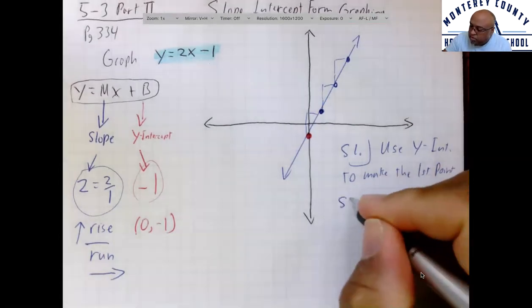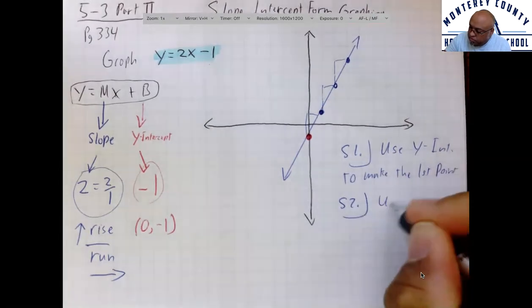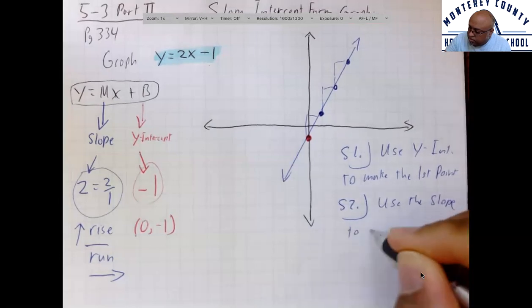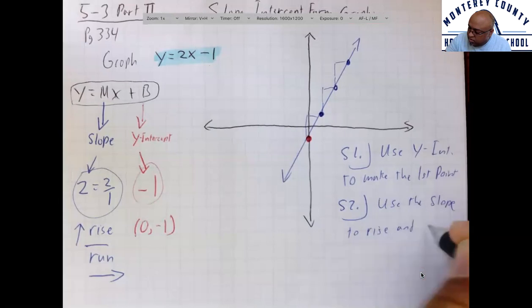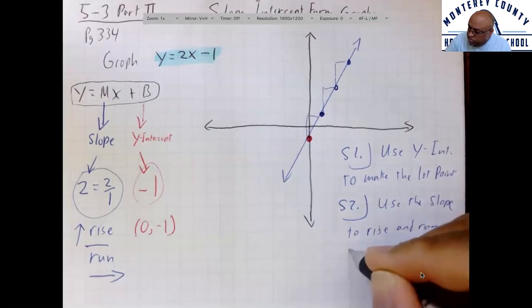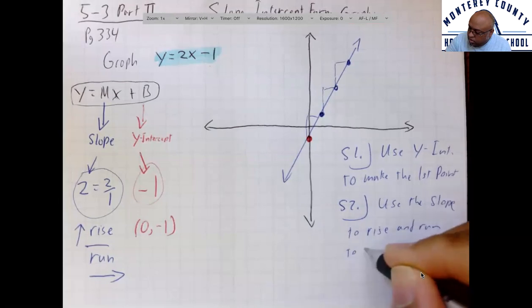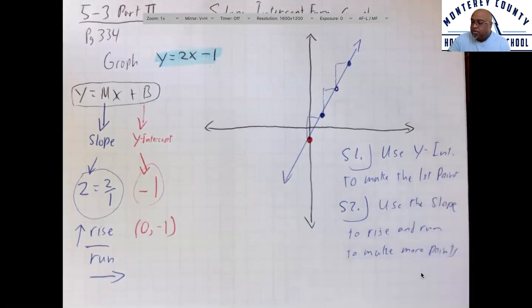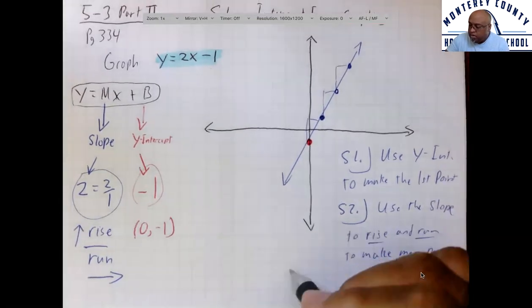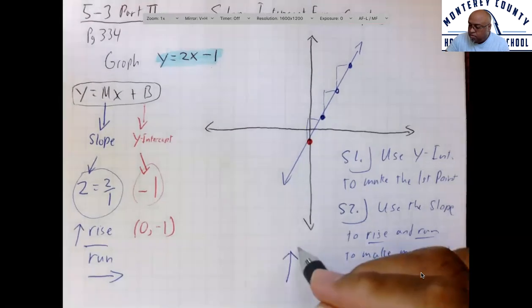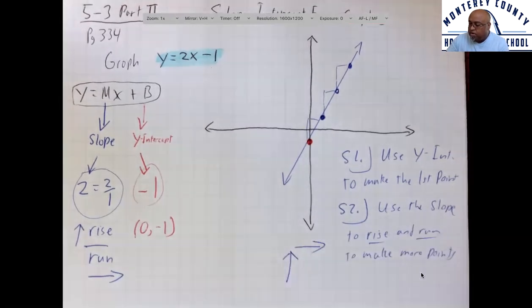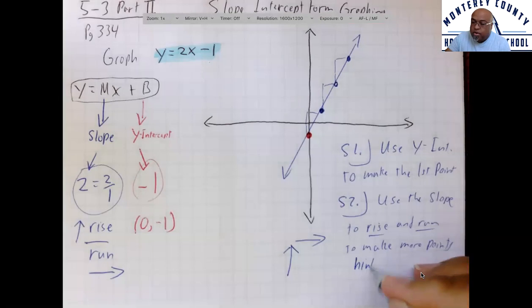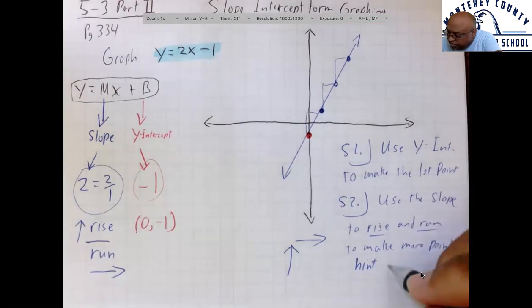And then step 2 is to use the slope to rise and run to make more points. Remember, go up however many your numerator is, go over however many your denominator is. I'm going to write a little hint here: make sure to write your slope as a fraction.